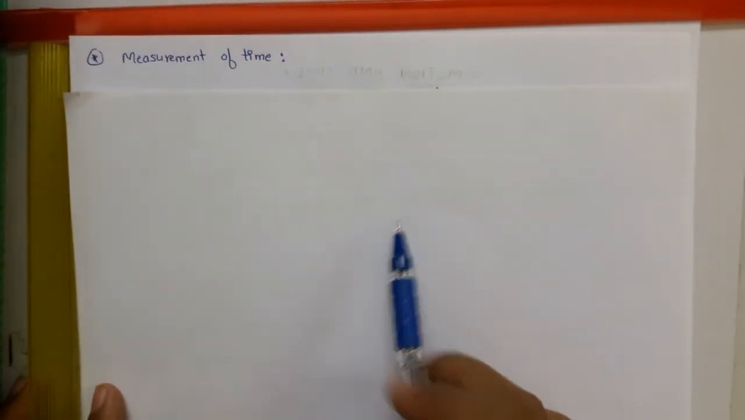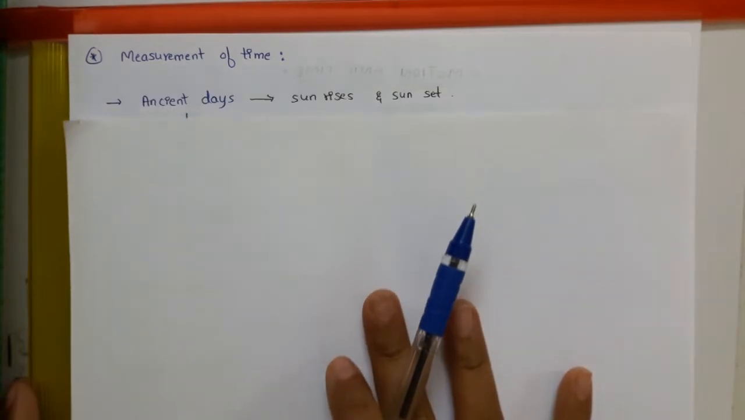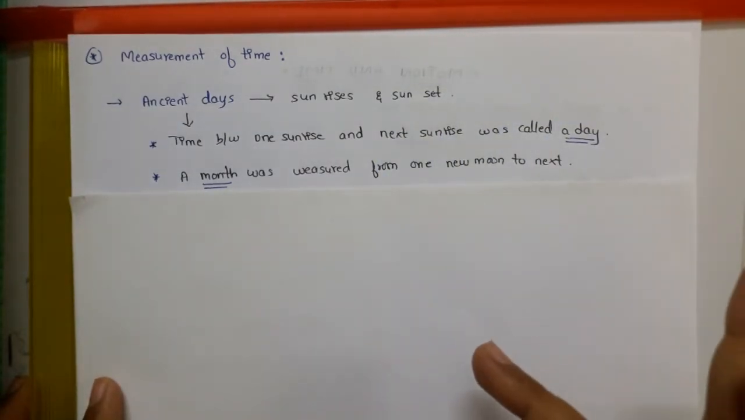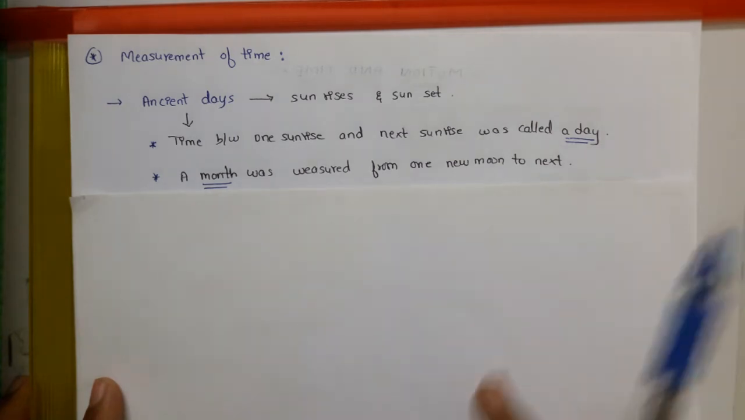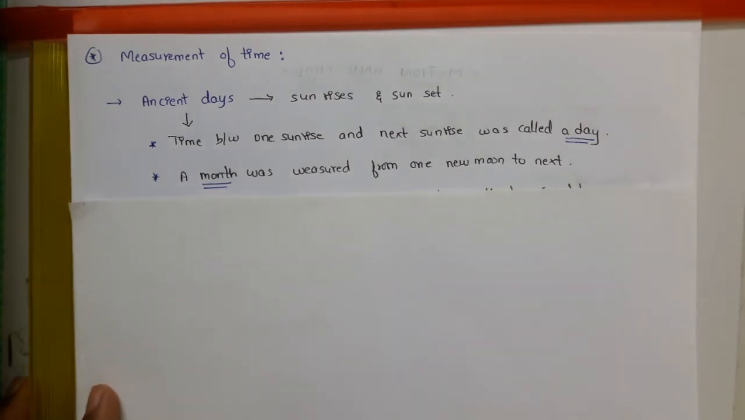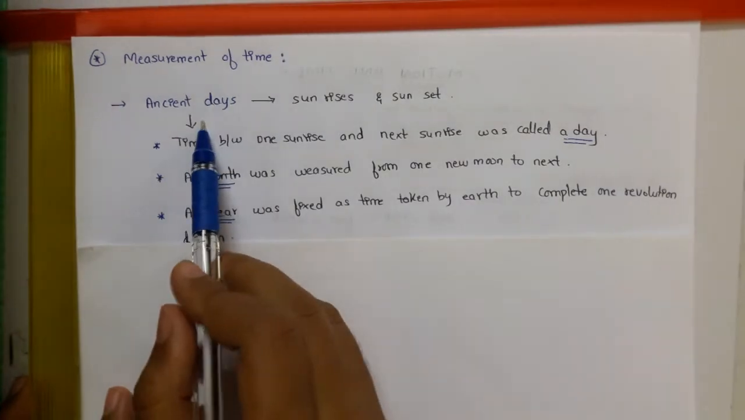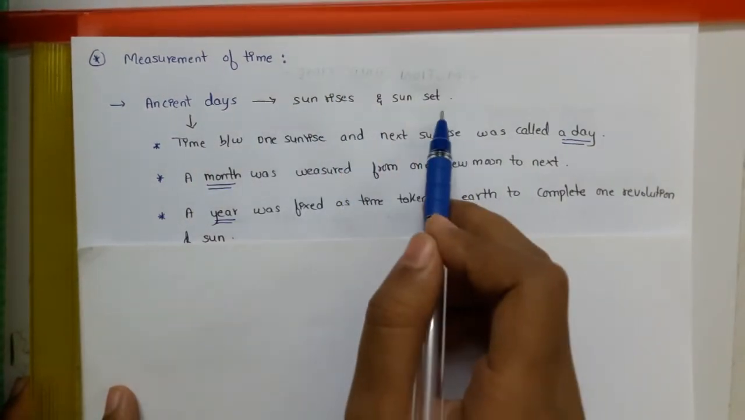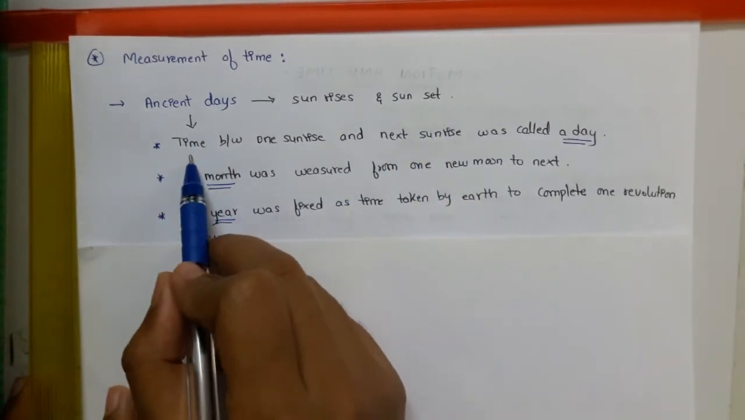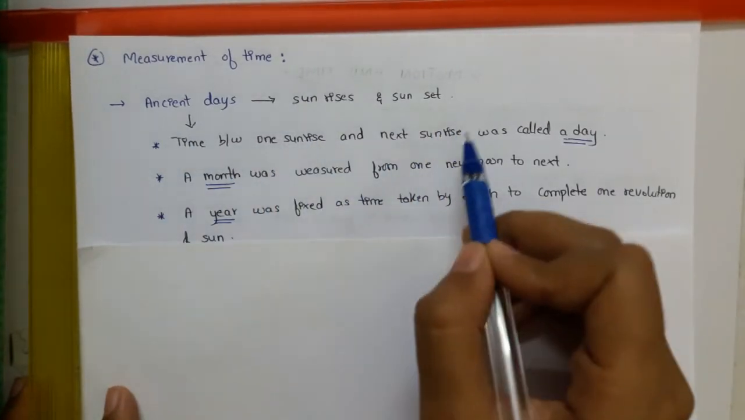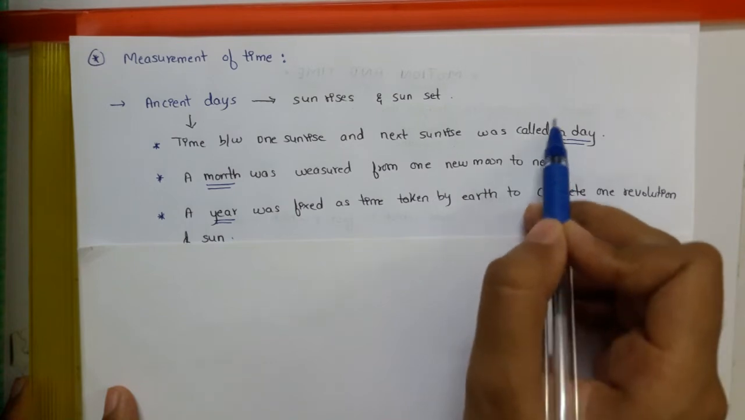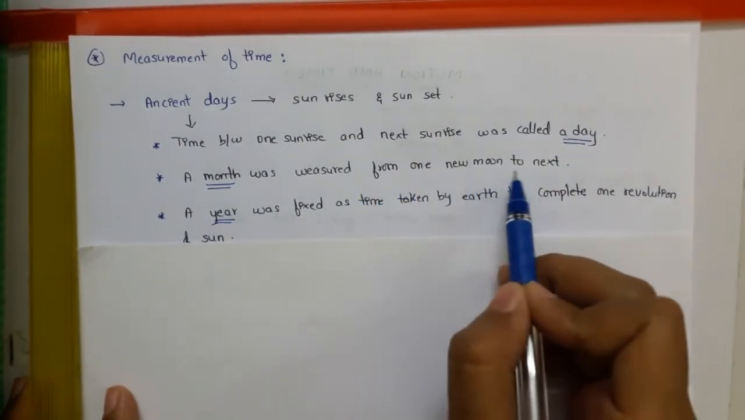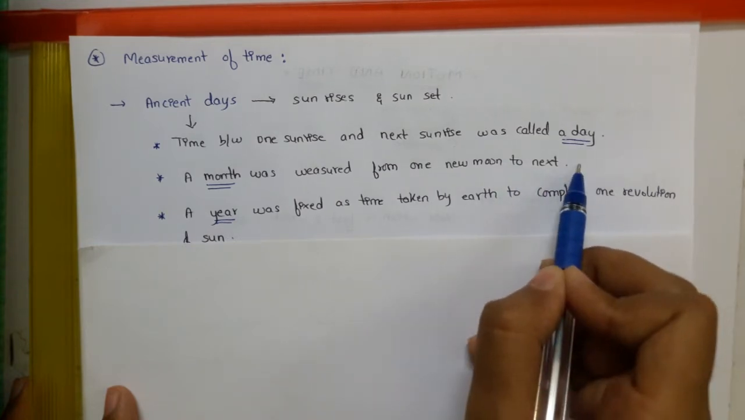Let's learn about measurement of time. In ancient days, how did people measure time, because there were no clocks earlier? In ancient days, people used to measure the time using the sunrise and the sunset. The time between one sunrise and the next sunrise was called a day. And a month was measured from one new moon to the next new moon.